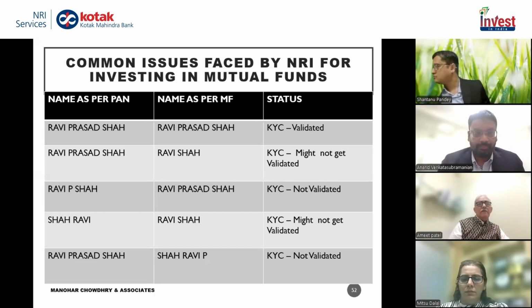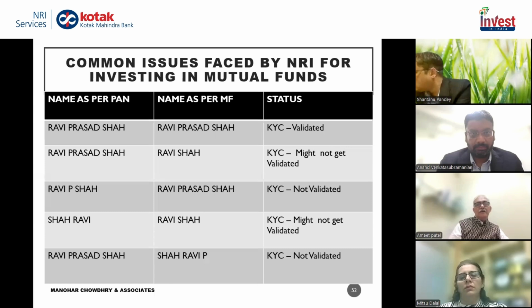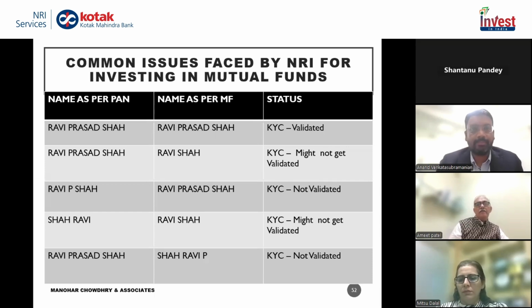In another example, the mutual fund has the name Ravi Prasad Shah, but PAN has Ravi P. Shah. In this kind of case, KYC will not get validated. In PAN, it is Shah Ravi. In the mutual fund, it is Ravi Shah. Again, fuzzy logic may be applied by the fund house, may get validated, may not get validated. Ravi Prasad Shah in PAN records, Shah Ravi P in mutual fund records. Most probably, KYC will not get validated. You will have to get the name changed in the mutual fund record or in the PAN records, either of them.